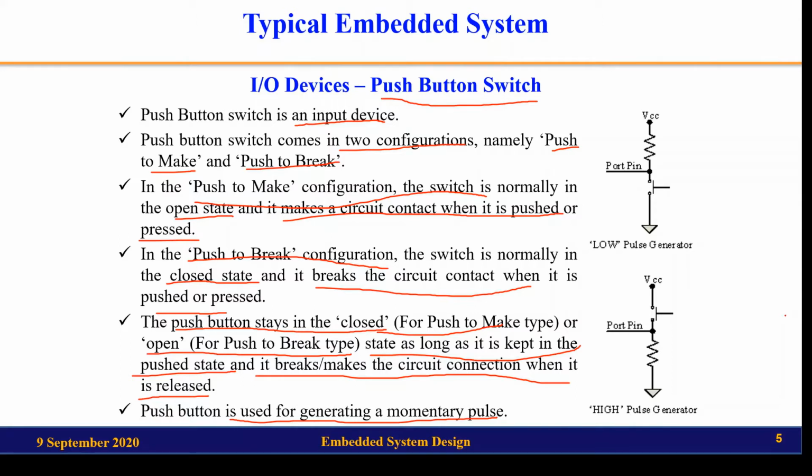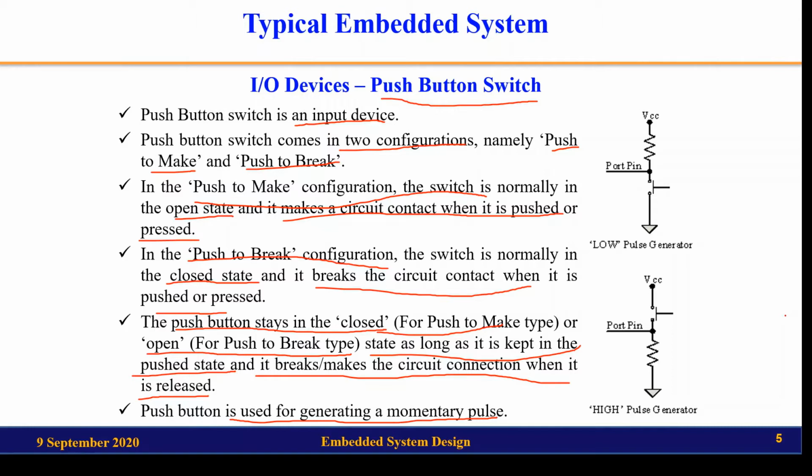Or we can say low, or we can say zero. It forms the path to the ground. It is nothing but low or zero. So it is called a low pulse generator. And you can see here, whenever we push this button, it will form a path to the VCC, that is nothing but high. We can say logic 1 or high, so it is called the high pulse generator.